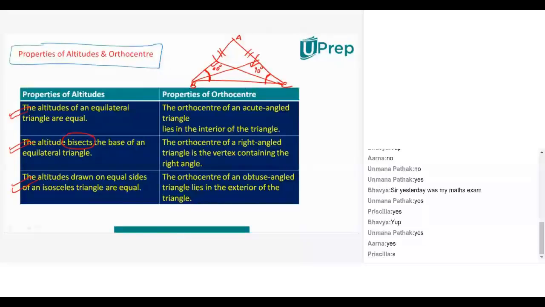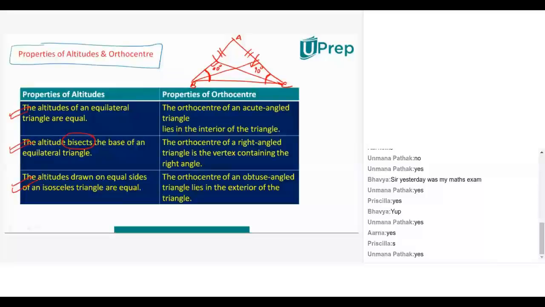Okay. Properties of orthocenter. Now these are again interesting. The orthocenter of an acute angle triangle lies in the interior of the triangle. Yes, we looked at it, we proved it, we closed it. The orthocenter of the right angle triangle is at the vertex containing the right angle. You remember, we got the orthocenter at the point B. Perfect, we proved this too.